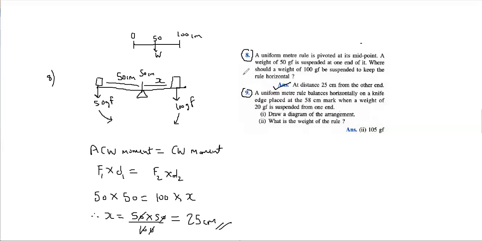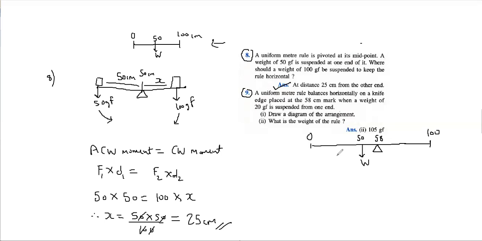For question 9, as I told you, we have to keep this in mind. It says a uniform meter rule. So I call it a uniform meter rule. If it is a uniform meter rule, it will have its weight exactly at 50 centimeter, where this is 0 and this is 100. It says a uniform meter rule balances horizontally on a knife edge placed at 58 centimeters. So 58 centimeter is going to be on this side. This would be 58, right? When a weight of 20 GF is suspended from one end.